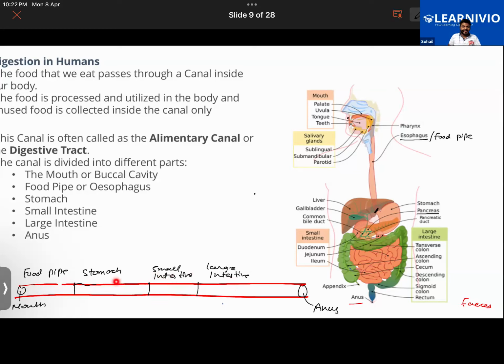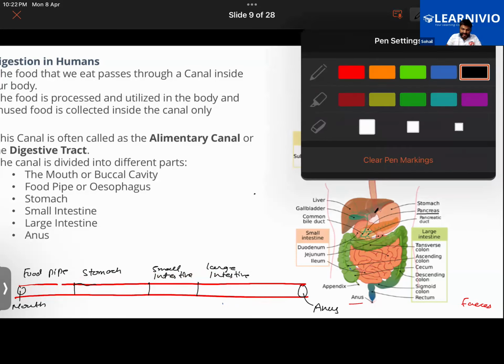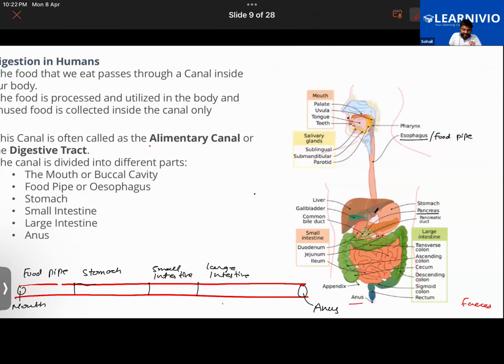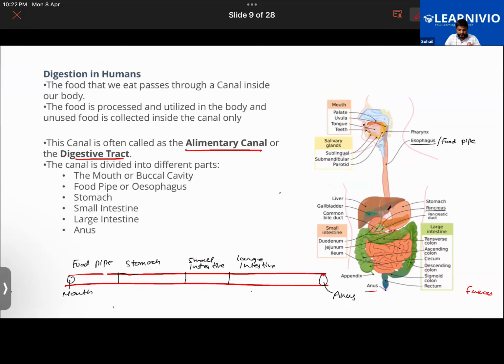So there's a continuous tract that is running from the mouth to the anus of a human being, and this tract is called the alimentary canal or the digestive tract. Is it clear to all of you? Yes, Priyanka and Abu? Yes, sir. Yes, Abu, is it clear?